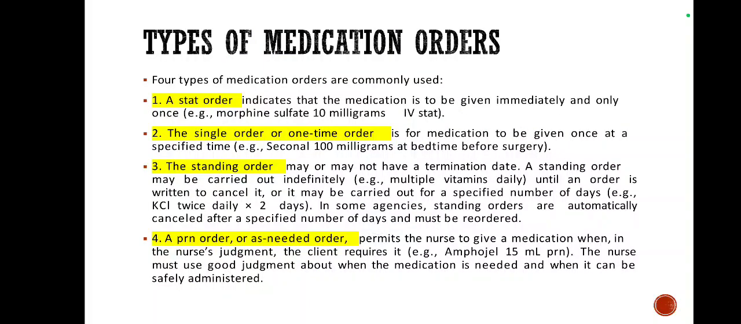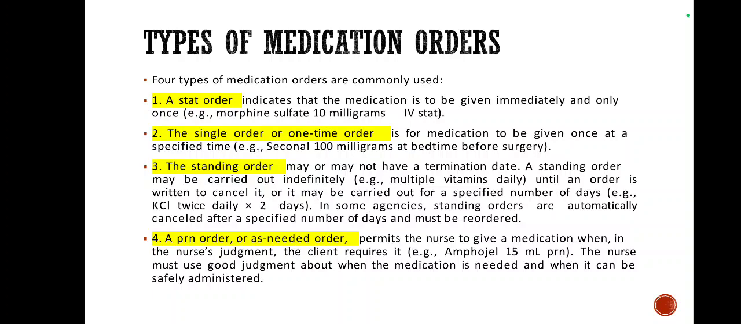So now let's talk about the types of medication orders. So we have 4 types of medication orders that are commonly used in the hospitals. First is your stat order. This indicates that the medication is to be given immediately and only once. So we have also the single order or one-time order. These are medications to be given once at a specified time. So for example, during hours of sleep, one time only. Okay, so that's a single order.